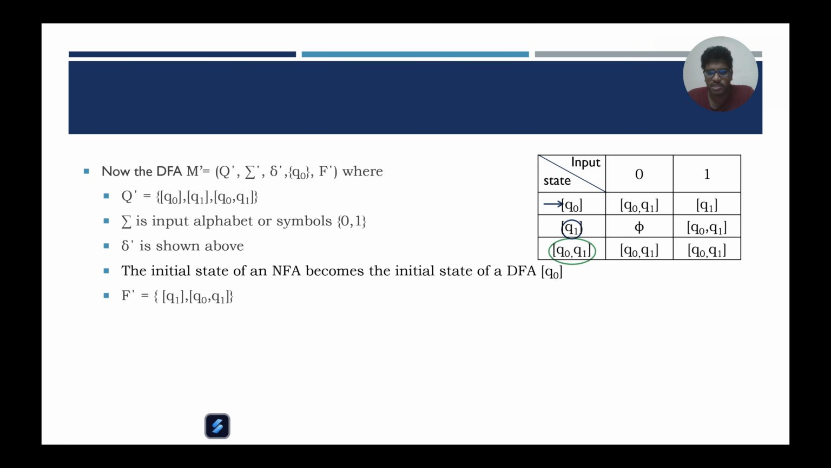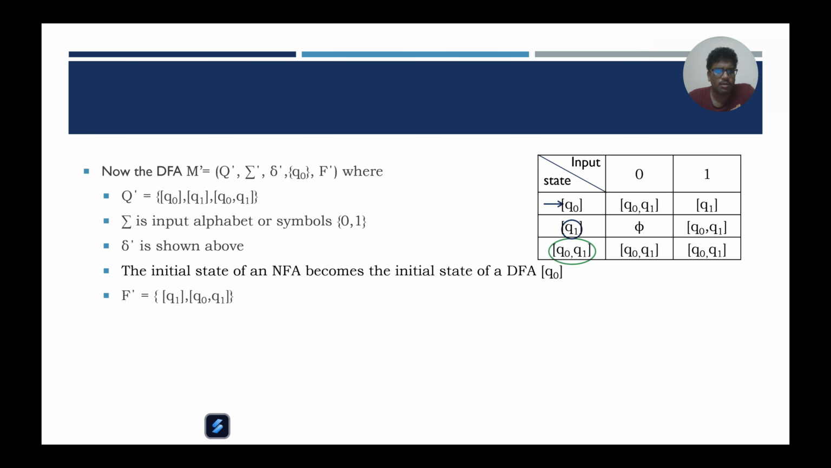Now coming to the final states, how are we going to take the final states? As per the NFA table, Q1 is a final state. In the table, wherever we have Q1 in combination with any other state, it will be considered a final state. So Q0, Q1 is a final state. So the final states are two here, that is Q1 and Q0, Q1.